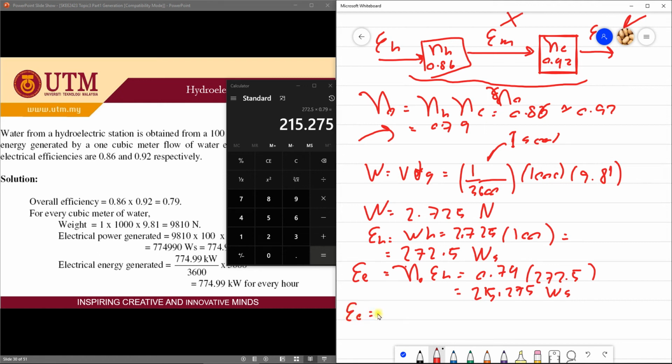So E is equal to 215.275 watt second. You have to convert this into kilowatt hour, so multiply by 1 kilowatt divided by 1000 watt, and then multiply by 3600 seconds divided by 1 hour.